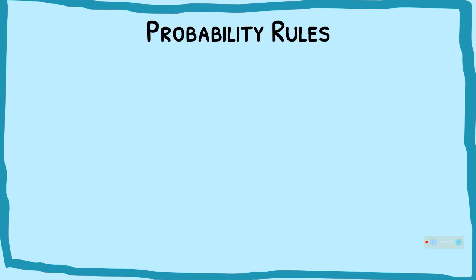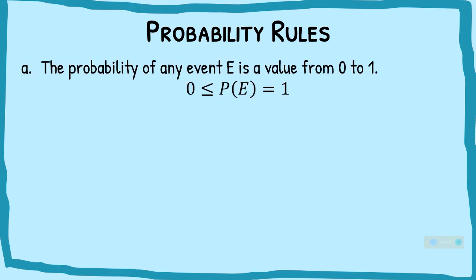Let us have the 4 probability rules. Let us have letter A, the first one. The probability of an event E is a value from 0 to 1, which I have already discussed before in your previous video. So again, from 0 to 1 only.